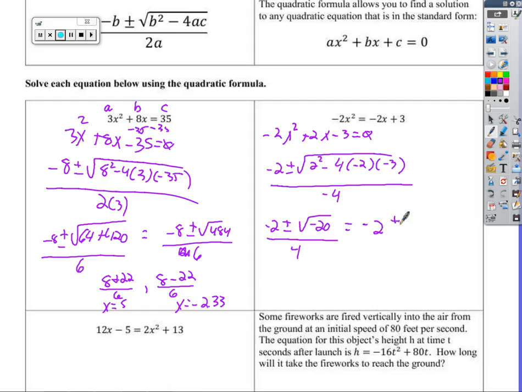Negative 2 plus or minus. First thing I'm going to do, negative 1 times 4 times 5 all over 4. So I'm pulling out my imaginary root here. So I'll be left with negative 2. My imaginary root just comes out as i. The square root of 4 is 2 all over 4. And I probably could reduce this, but I'm going to leave it just the way that it is.